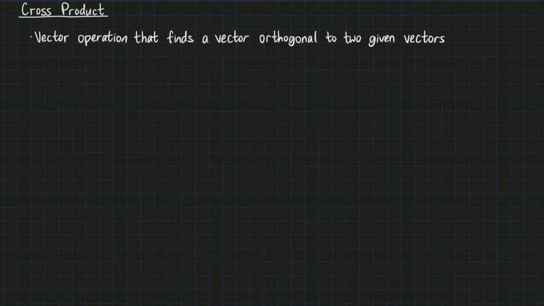The cross product is an operation that takes two vectors and produces a third vector that is orthogonal or perpendicular to both given. This is also known as the vector product. The cross product is mostly used in finding torque from classical physics, as well as in electromagnetics when it comes to finding electric or magnetic fields.